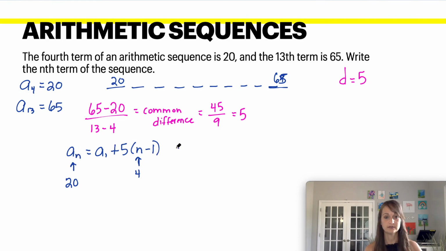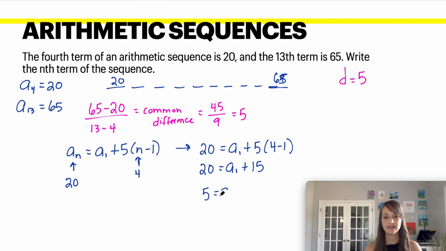So therefore, 20 should be equal to the first term, which is what we're trying to find, plus 5 times 4 minus 1. Because remember, again, we're plugging in the fourth term. We're plugging 4 into n because that's the term we want. So 4 minus 1 is 3. 5 times 3 is 15. In order to solve for the first term, we subtract 15 and we get 5. We have now found our first term.